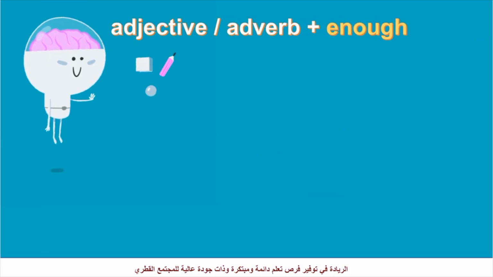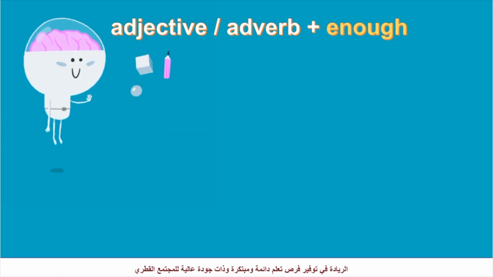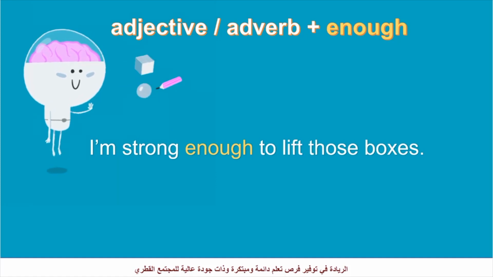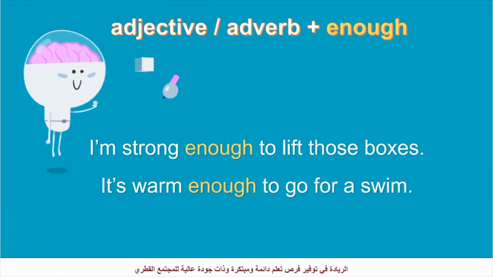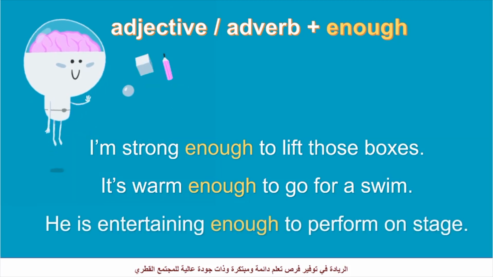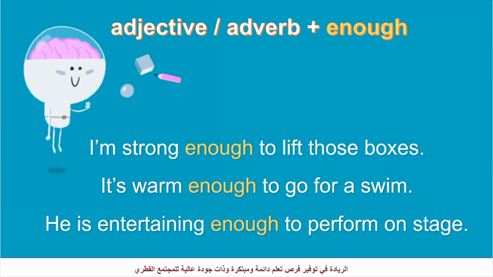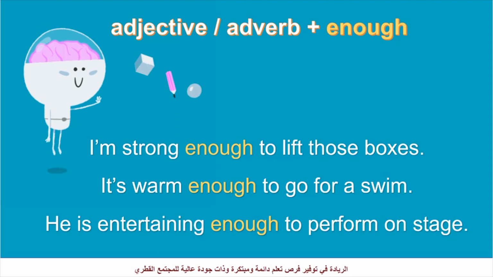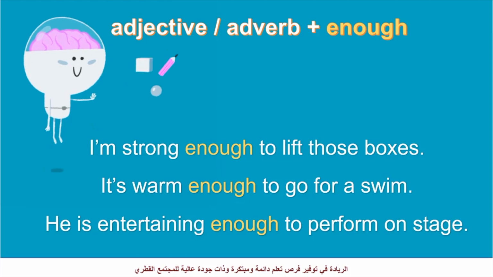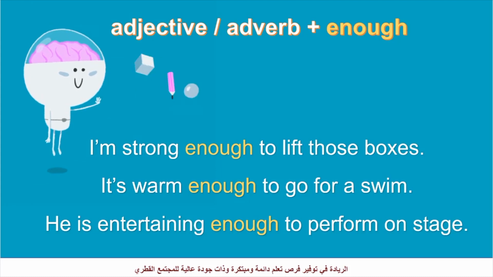Enough comes after the adjectives and the adverbs. For example, I am strong enough to lift those boxes. It's warm enough to go for a swim. He is entertaining enough to perform on stage. Strong is an adjective and enough comes after it. Warm is also an adjective and enough comes after it. Entertaining is an adjective and enough comes after it.